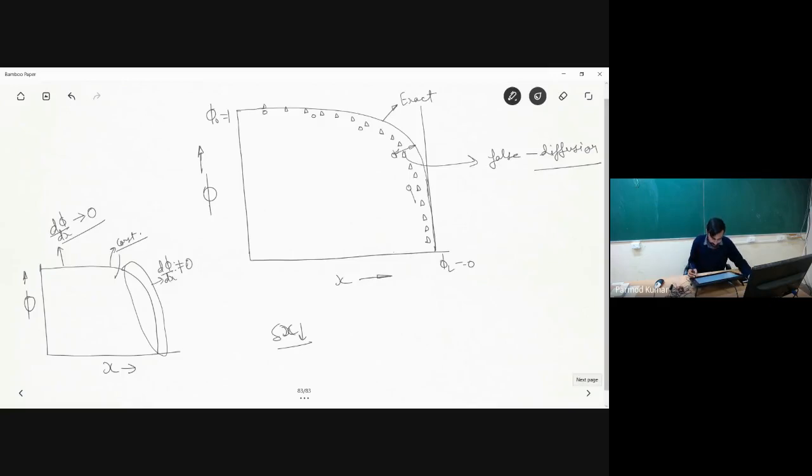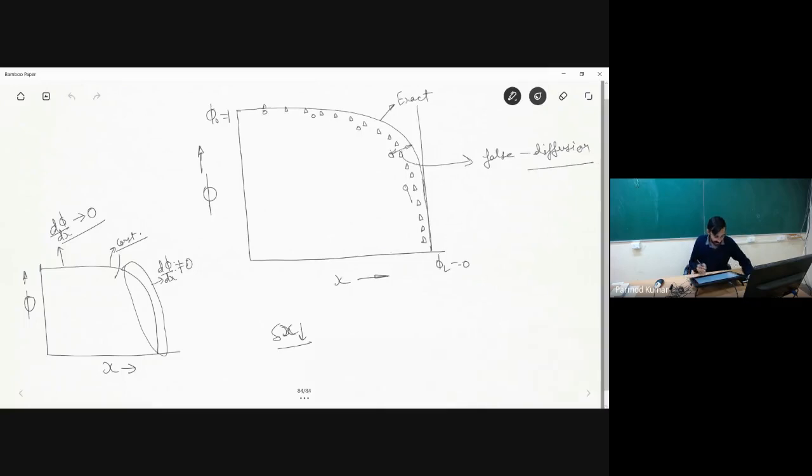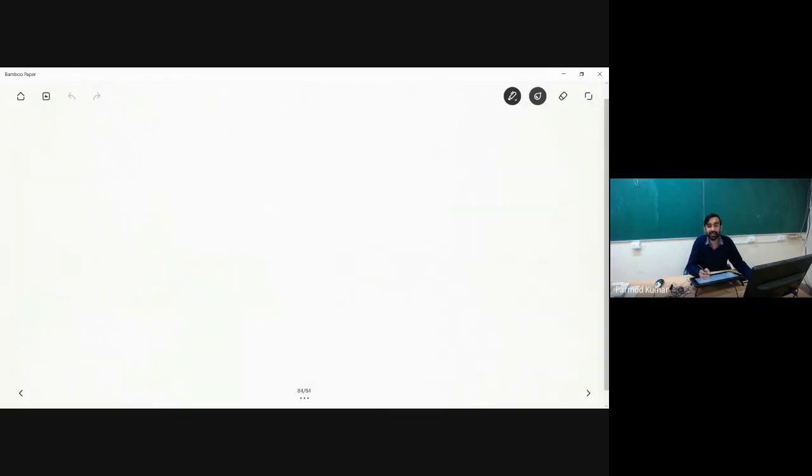One of the major disadvantages of this scheme was that it gave accurate results only if our flow direction is aligned to the mesh structure. If we have some flow where the flow direction is not aligned to the mesh structure, then this scheme results in significant errors. So let me take up one case over here.